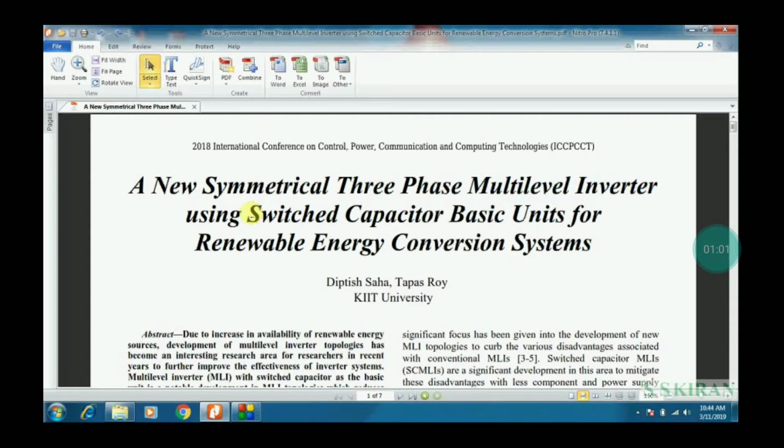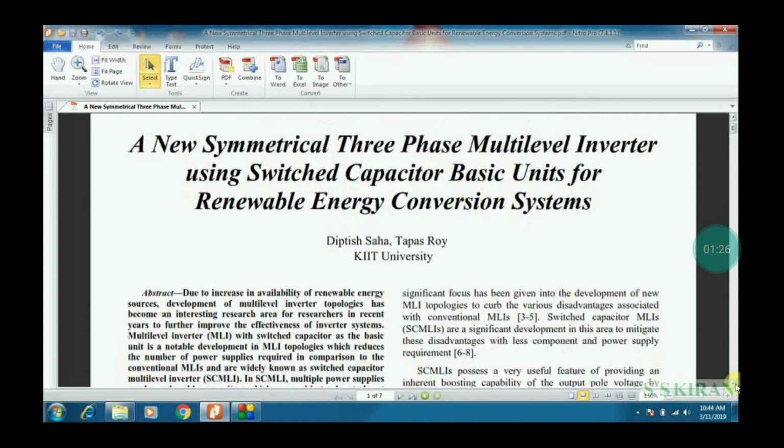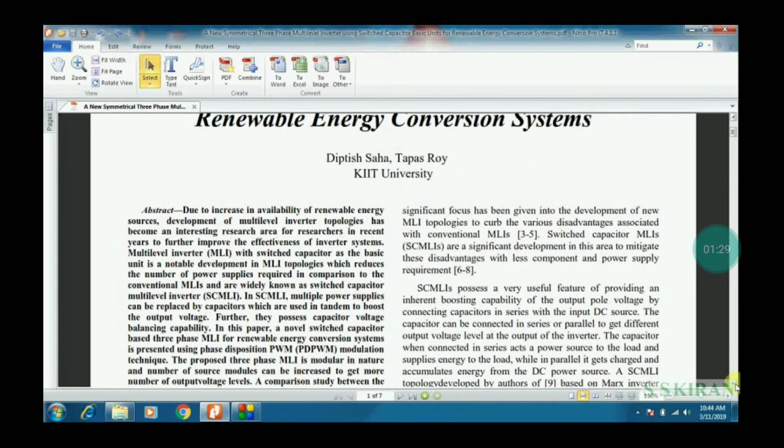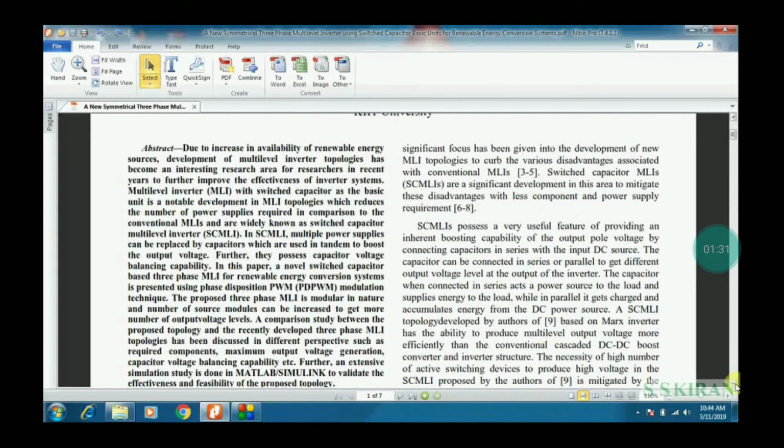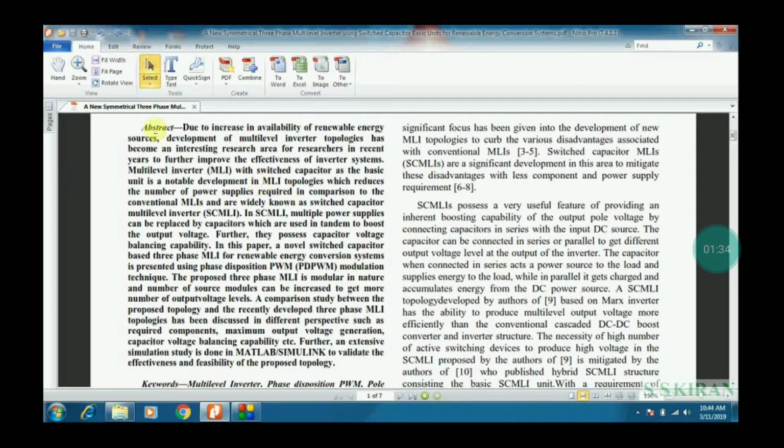Generally these switched capacitors are used in power supply sections. In this title we concentrate on switched capacitor basic units, especially for renewable energy conversion systems. Actually these switched capacitors are replacing the power supplies. Now come to the abstract part.